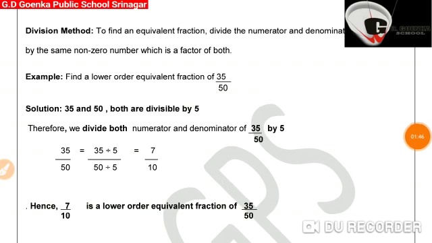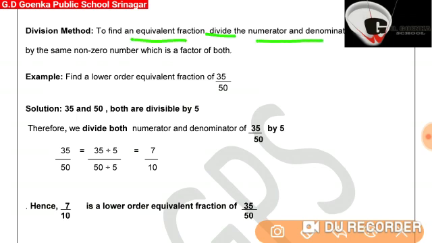Now, the second method is the division method. Using the division method, we can find an equivalent fraction by dividing the numerator and denominator of the fraction by the same non-zero number, which is a factor of both. For example, we want to find an equivalent fraction of 35 by 50.